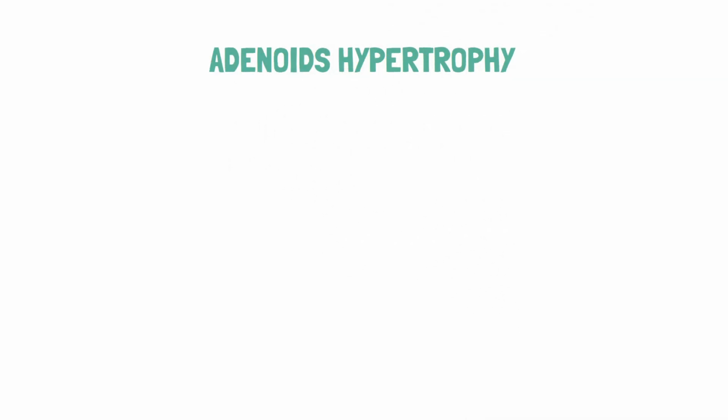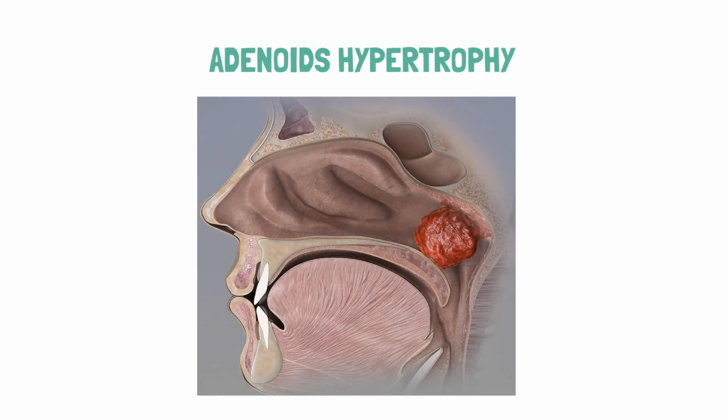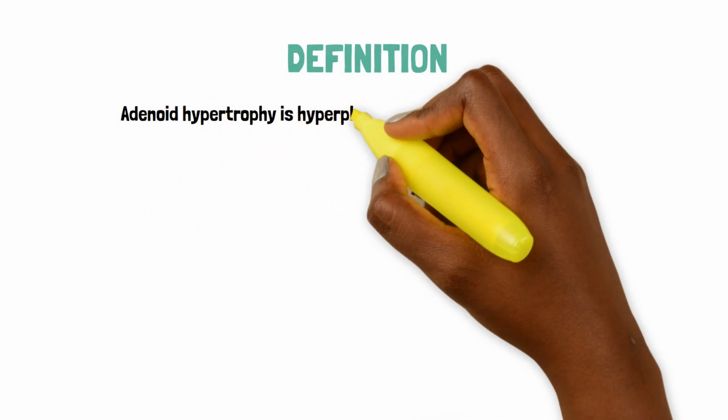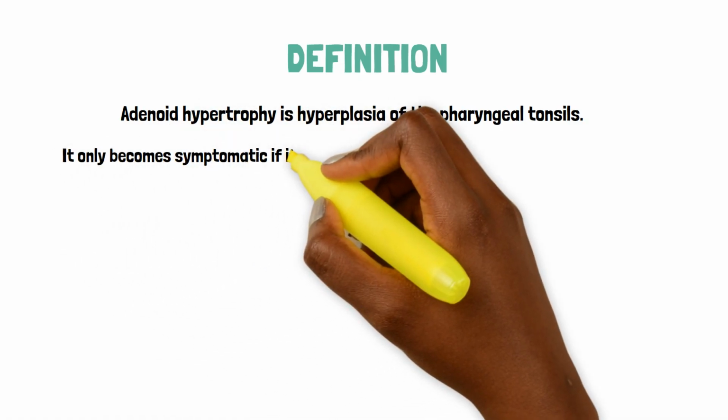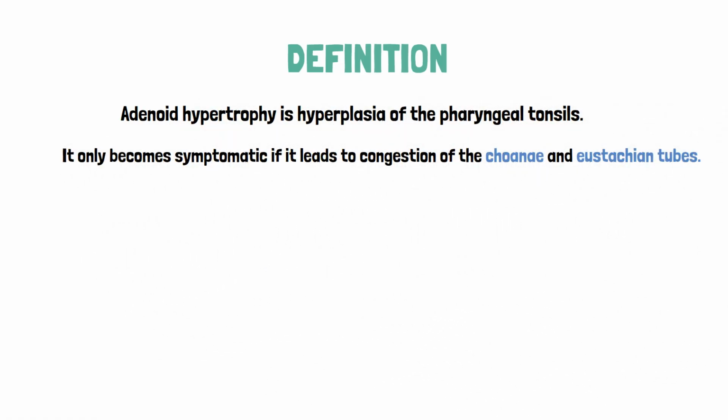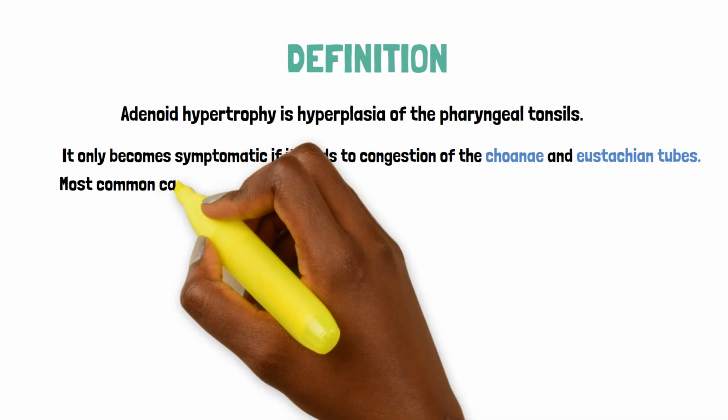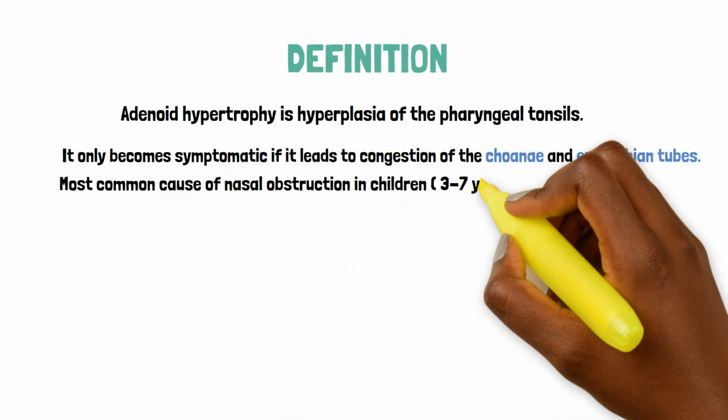Let's talk about adenoid hypertrophy. By definition, adenoid hypertrophy is hyperplasia of the pharyngeal tonsil. It only becomes symptomatic if it leads to congestion of the choana and eustachian tube. Most common cause of nasal obstruction in children between 3 to 7 years.